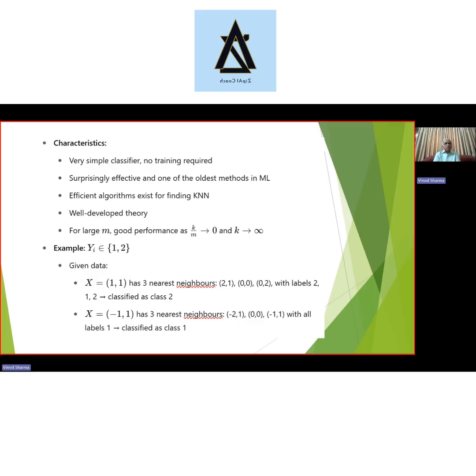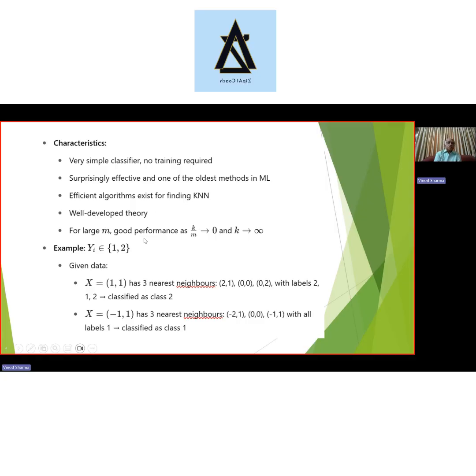It can be shown that as the number of observations, samples, M in the training sequence increases, the K chosen should also be increased for good performance. It should be increased in such a way that if M tends to infinity, K should also tend to infinity, but slower than M, so that K by M tends to 0.